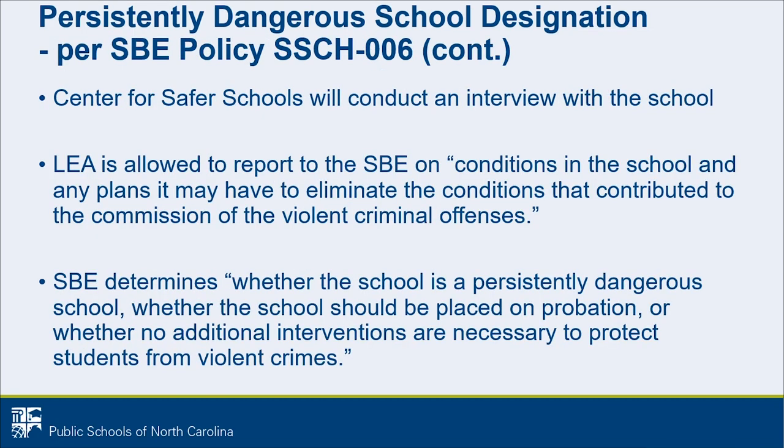When a school is flagged as potentially being persistently dangerous, the Center for Safer Schools will conduct an interview with the school to determine if the incident warrants the designation. The LEA is allowed to report to the State Board of Education on conditions in the school and any plans it may have to eliminate the conditions that contributed to the commission of the violent criminal offenses. The State Board of Education determines whether the school is a persistently dangerous school, whether the school should be placed on probation, or whether no additional interventions are necessary to protect students from violent crimes.